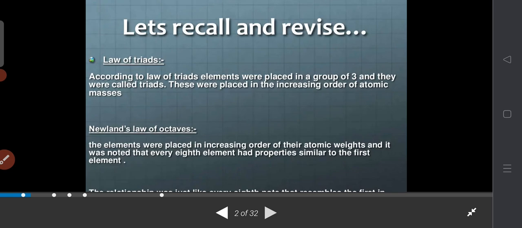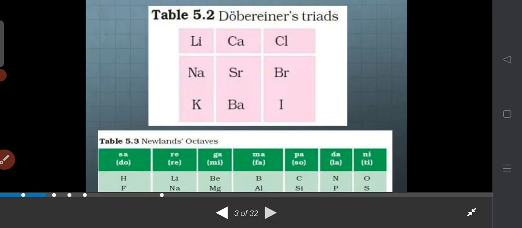Next we come to Newlands' law of octaves. According to it, elements should be placed in increasing order of their atomic weights, and it was noted that every 8th element had properties similar to the first element. So every 8th element has a property similar to the first element of the group. Elements will be situated in that way.